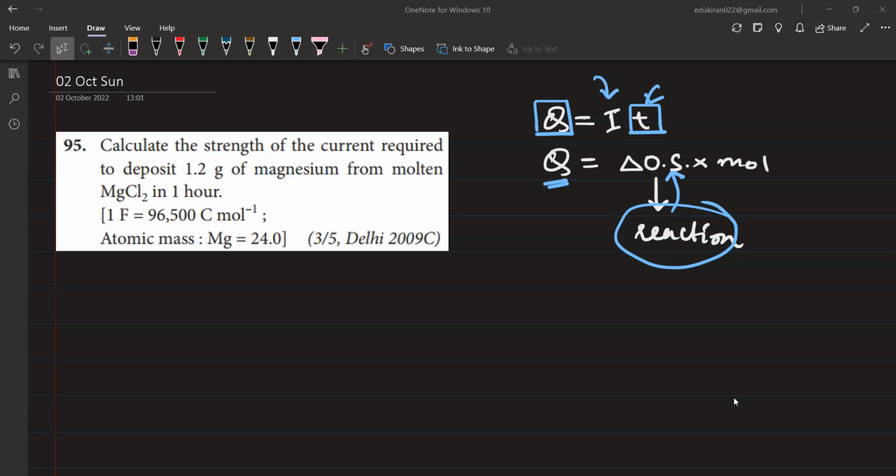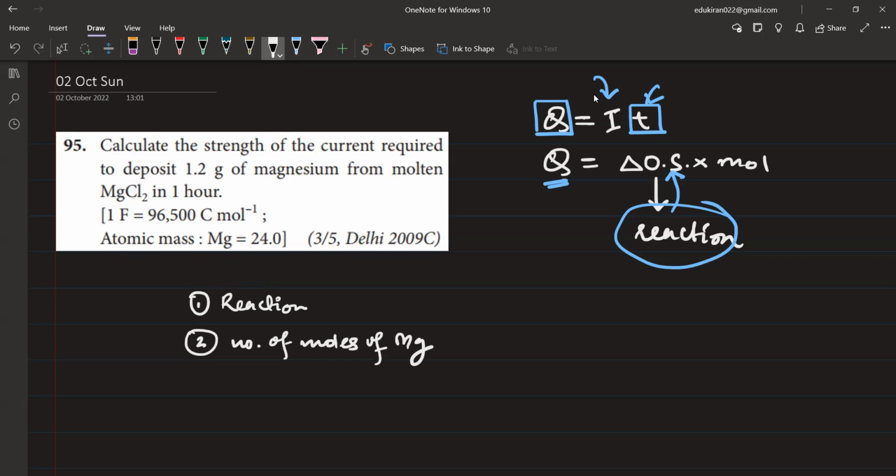Try this. Even if you don't get the answer, there are a few things that you should send me on WhatsApp. First of all, what is the reaction that is taking place? Second is the number of moles of Mg that we require. That means how many moles there will be in 1.2 gram. At least if you have these two things, then it will be very easy. Try to get these two things from the question.